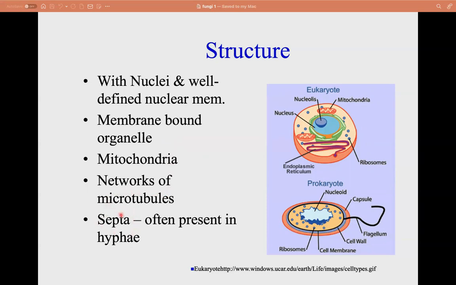and the septa, which are the cross walls, are often present in hyphae. That's why these hyphae are called septated hyphae. There are also hyphae without septa or cross walls, which are known as coenocytic hyphae.